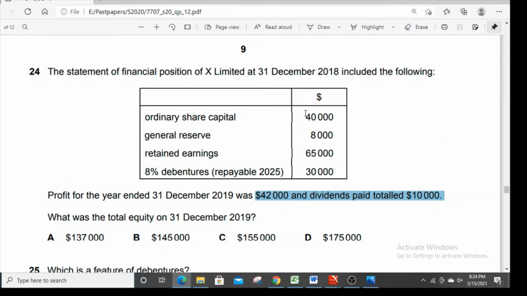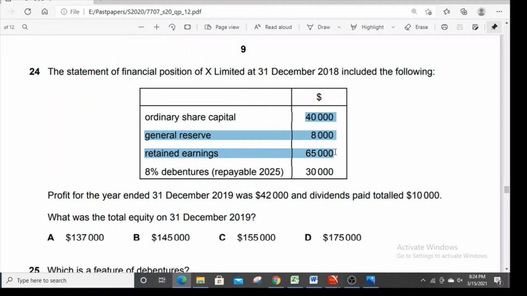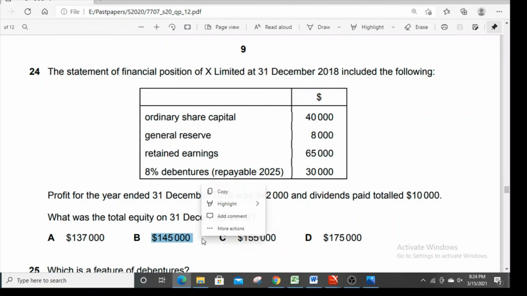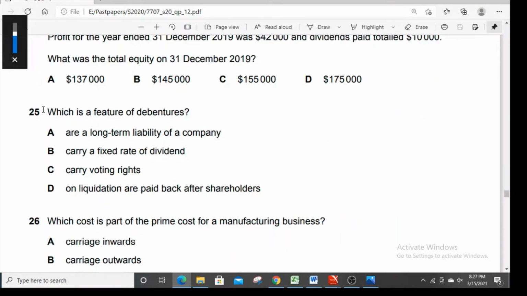Now, ordinary share capital 40,000 plus general reserve of 8,000, because general reserves also belong to shareholders, retained earnings of 65,000, and the remaining profit of this year 32,000. These four figures should be added and you will get 145,000. So the correct answer is option B, 145,000. Number 25, which is a feature of debentures?